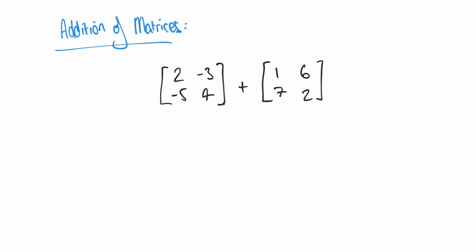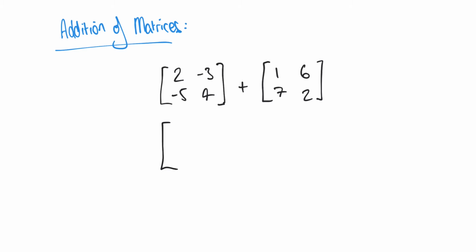So if we have two matrices whose dimensions are the same, we can add those two matrices together. So here we have two 2 by 2 matrices because they each have 2 columns and 2 rows. And we're going to add those two matrices together. The method is very simple. All we do is we add the corresponding elements from each matrix. So for example, the top left element in the first matrix will be added to the top left element in the right-hand matrix, and so on and so forth. So to write this out in full, we'd have something like this.